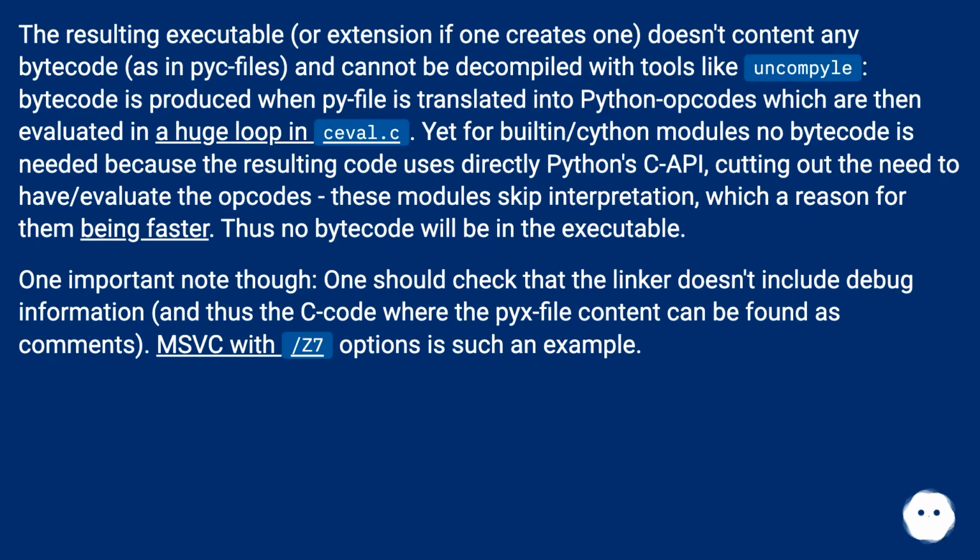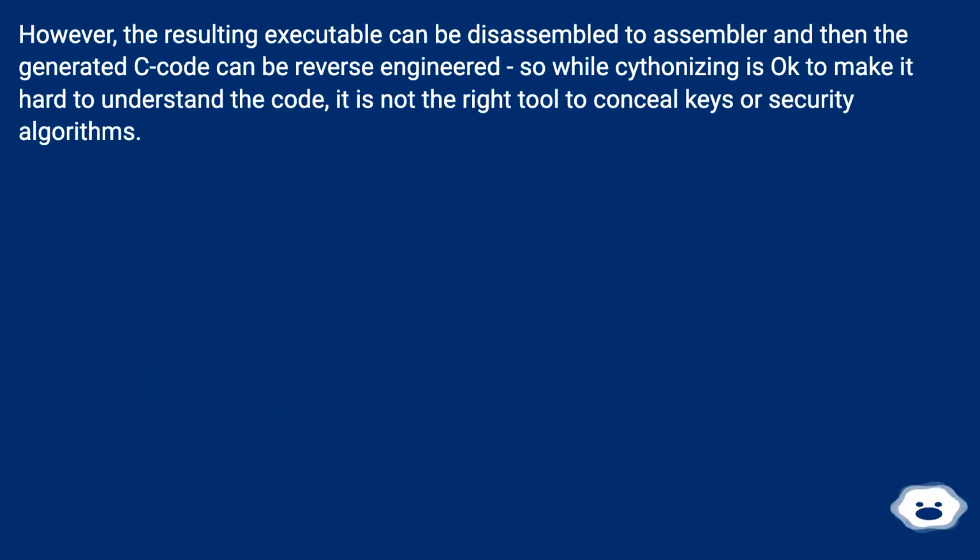One important note though, one should check that the linker doesn't include debug information, and thus the C code where the PYX file content can be found as comments. MSVC with /Z7 options is such an example. However, the resulting executable can be disassembled to assembler and then the generated C code can be reverse engineered, so while Cythonizing is okay to make it hard to understand the code, it is not the right tool to conceal keys or security algorithms.